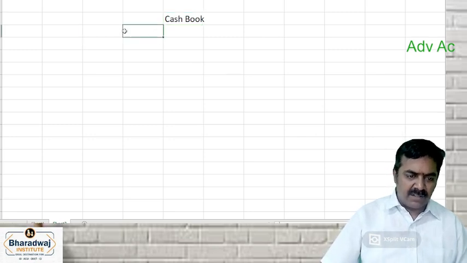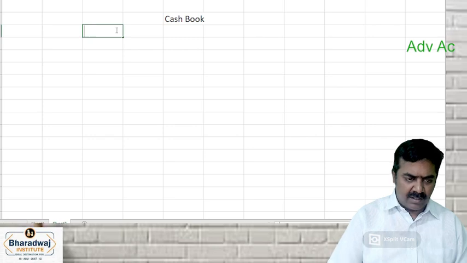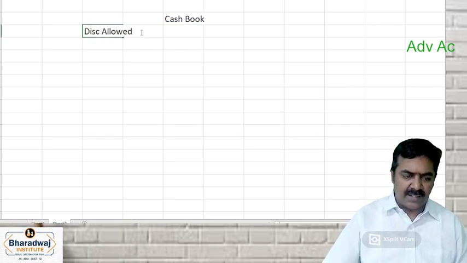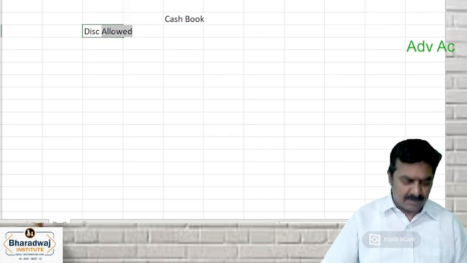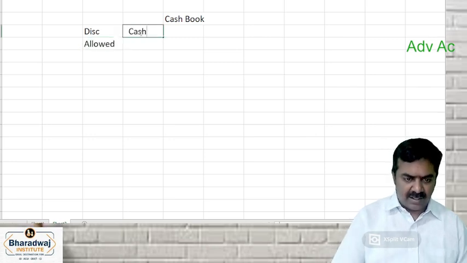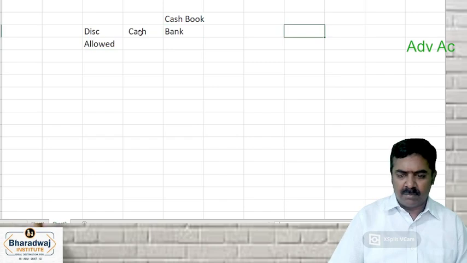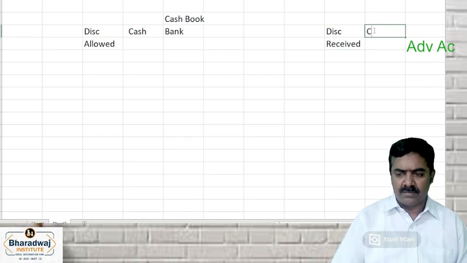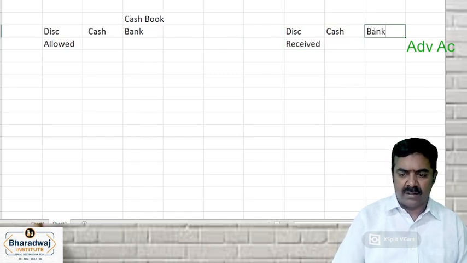Generally we prepare with discount allowed column that is appearing in the debit side. Then where in a column? Debit side, where in cash column will be there, and which column? Bank column will be there, right? Twice. Credit side we record which one? Discount received. And you will have which column? Cash column and bank column.